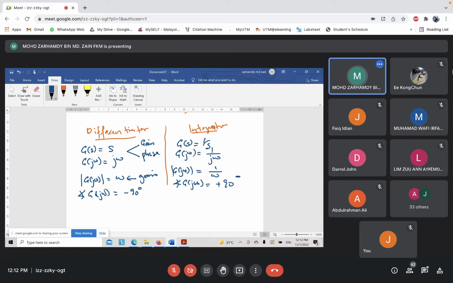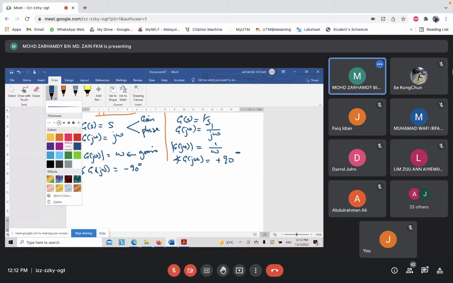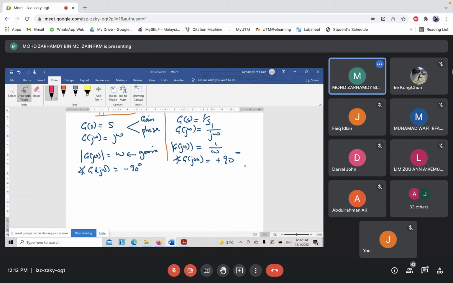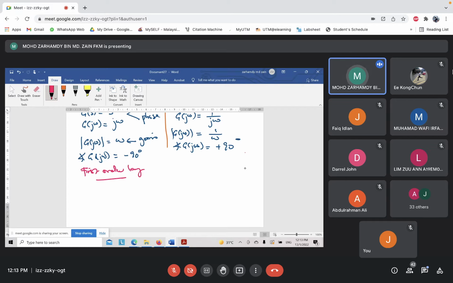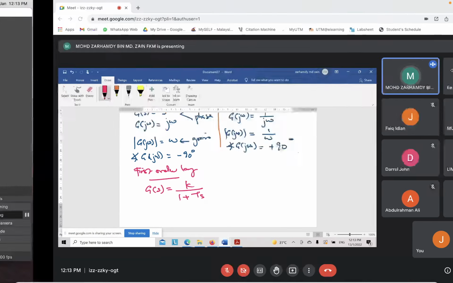And we have another concept where we call first order lag. Our standard equation or standard transfer function of first order lag is where we have G(s) equal to K over 1 plus Ts. Yes, normally in this chapter Nyquist, we focus on the first order. Second order later. Okay, it's first order. And also you need to fulfill the test 2 in first order as well.